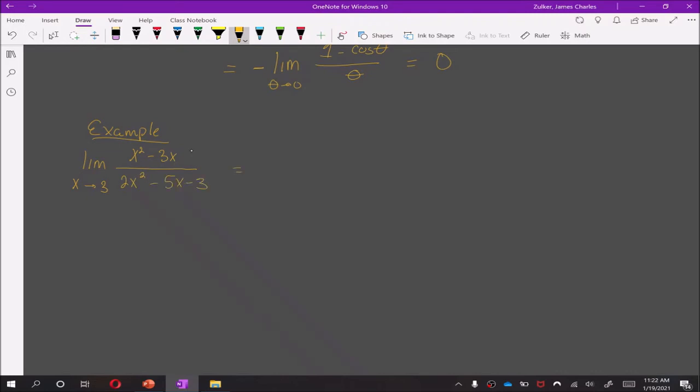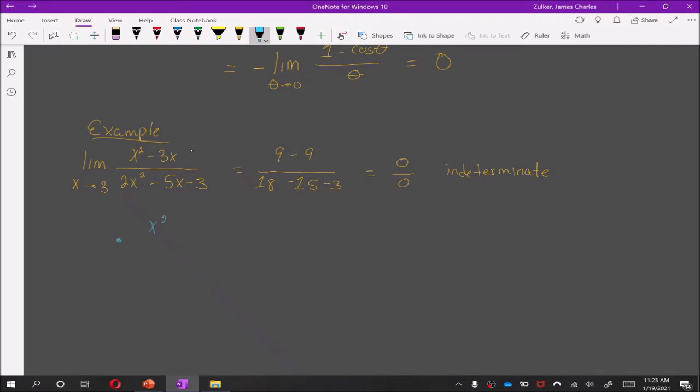Now, if we go ahead and plug in 3, we'll wind up with 9 minus 9 over 18 minus 15 minus 3, which winds up giving us 0 over 0. This is indeterminate. So let's go ahead and do some algebra.